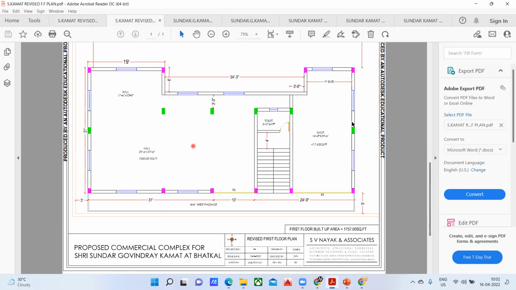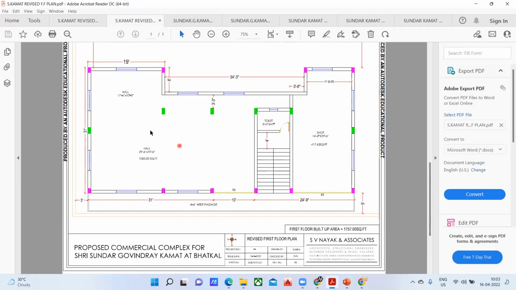Now just see here. Again, we have the same staircase coming here. We have a column here at the outer portion. We have all the columns. Again, we have made a hall here, we have one more hall here, and then there is a shop given here. So the people coming to the first floor have to take the staircase from here.